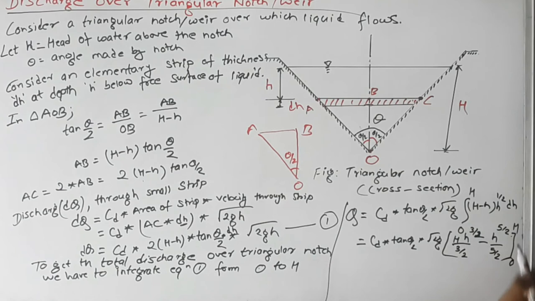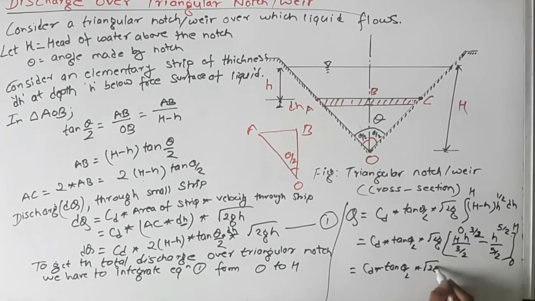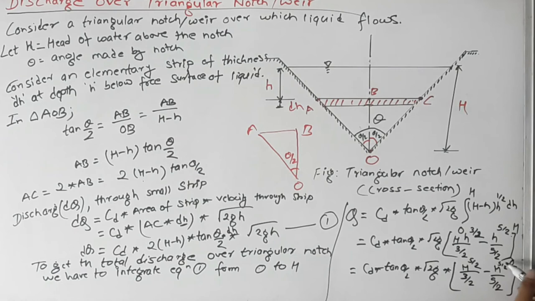If we put the upper limit and lower limit, we get Cd into tan theta by 2 into root under 2g into this. When we put the limit H, this becomes capital H to the power 3 by 2, and with this plus 1, we get H to the power 5 by 2, and this below 3 by 2, minus. And when we put H, it becomes H to the power 5 by 2 upon 5 by 2. If you put the lower limit, all of this becomes 0, so no need to put it.